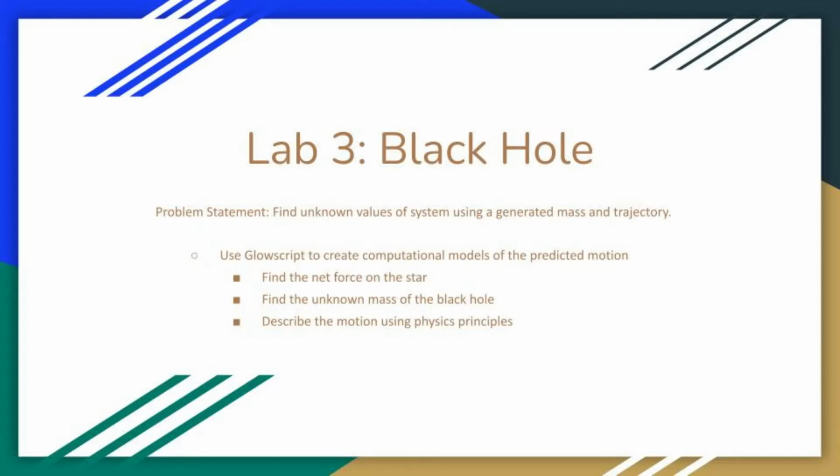Instead of collecting data and using a computational model to simulate the movement, we were given a starter code with the trajectory of a star and asked to find unknown values within the model. Using the concepts from this lab, you could find the mass of any object in space given the same information that we are provided with.